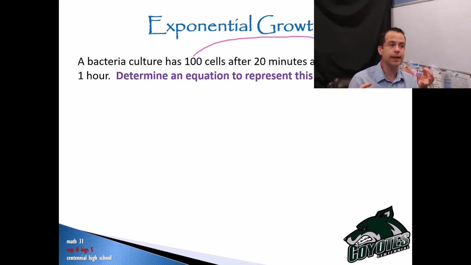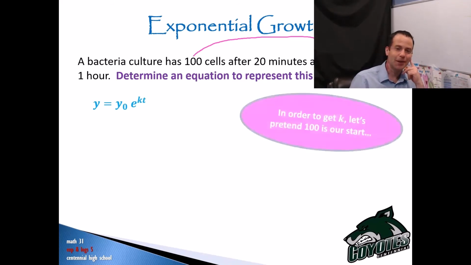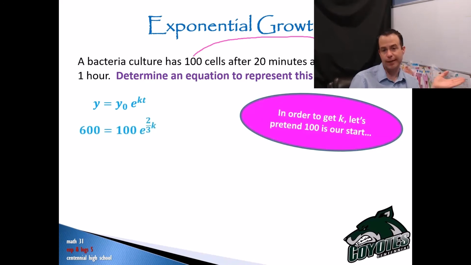Okay, so I'm going to say my initial population is 100, my final population is 600, and that the total time for that to happen was 2/3 of an hour. Okay, and that gives me enough information to figure out what k is. Sorry, I think earlier I said we're going to solve for p. I'm on the new equation now. We're going to solve for k. Same conversation though. Okay, so in order to get to k, we're going to pretend that 100 is our start, and that's exactly what I said there. Okay, so now we need to get to k.